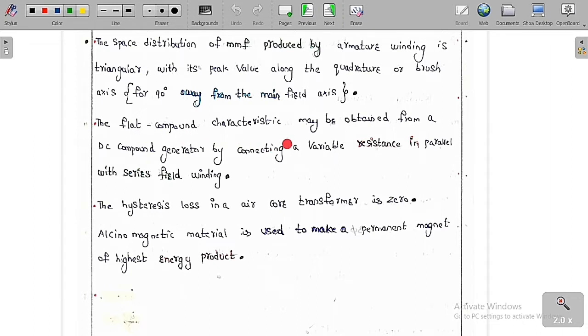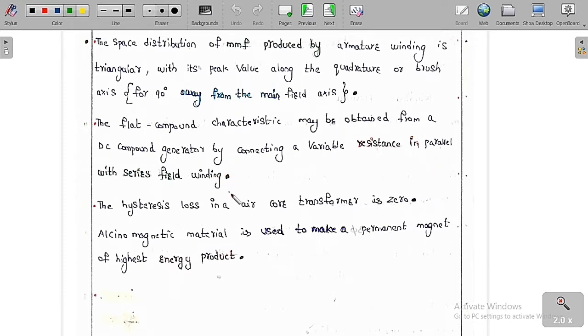The flat compound characteristics may be obtained from a DC compound generator by connecting a variable resistance in parallel with the series field winding.